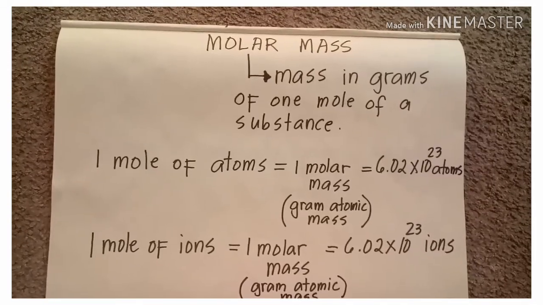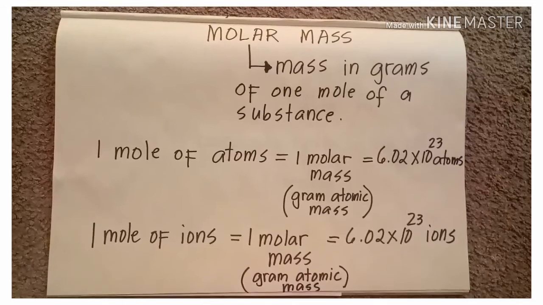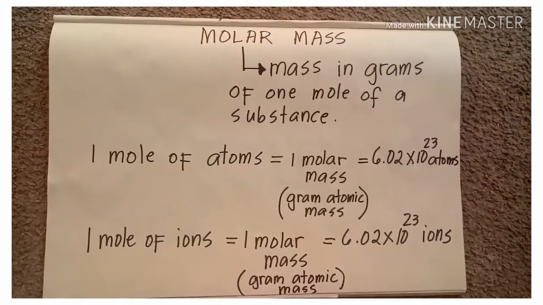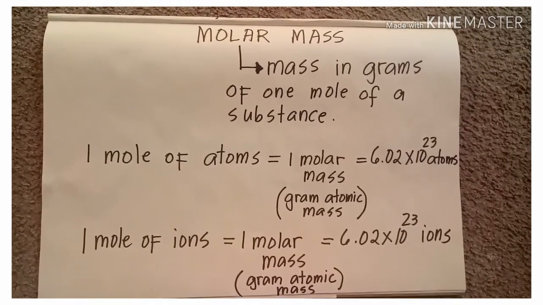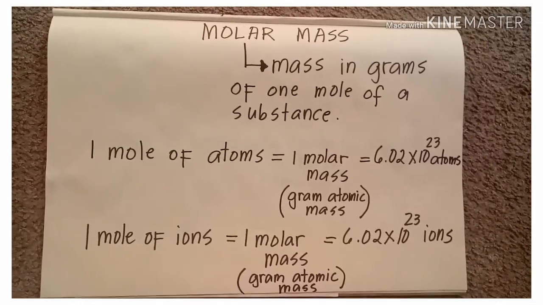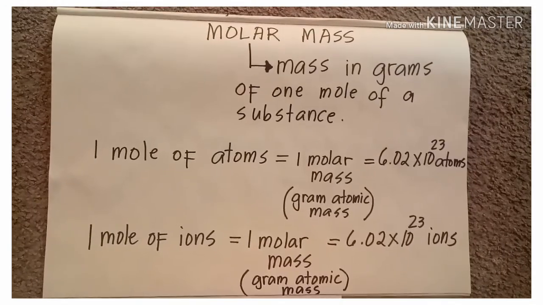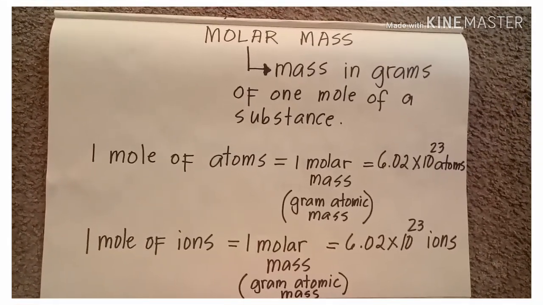Molar mass is the mass in grams of 1 mole of a substance. So, for example, 1 mole of atoms is equal to 1 molar mass or gram atomic mass, and that is also equal to 6.02 times 10 to the 23 power atoms. Another example is 1 mole of ions is equal to 1 molar mass or the gram atomic mass, which is also equal to 6.02 times 10 to the 23 power ions.